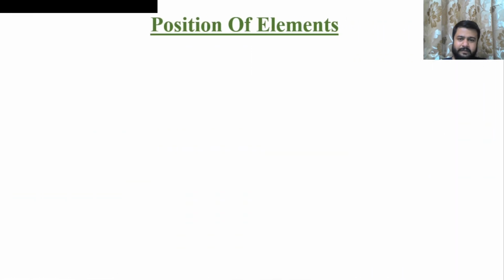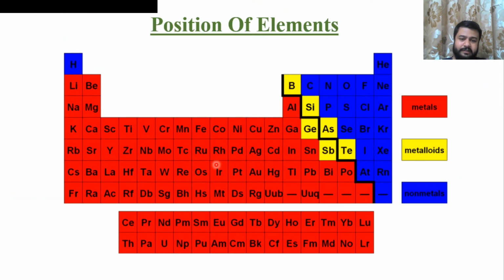So first we will discuss the position of the elements. These red ones all are metals. Hydrogen and all the blue ones are non-metals. There is a zigzag line which is separating metals and non-metals, and along with this zigzag line the few elements are known as metalloids. We can say semi-metals also, because they contain both the properties of metals as well as non-metals. Boron, silicon, germanium, arsenic, tellurium, these all are metalloids.